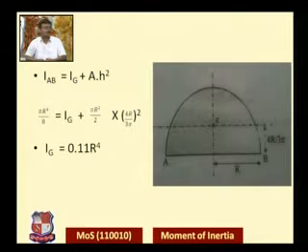Remember here, this standard form is in terms of the radius, while earlier standard values for the circular section and semicircular section we have found in terms of the diameter.